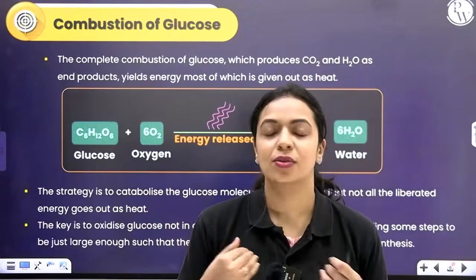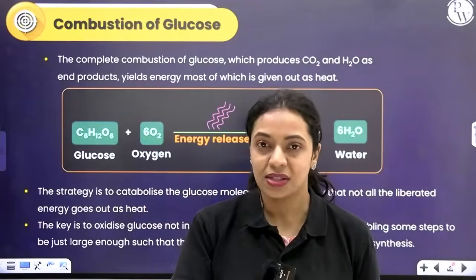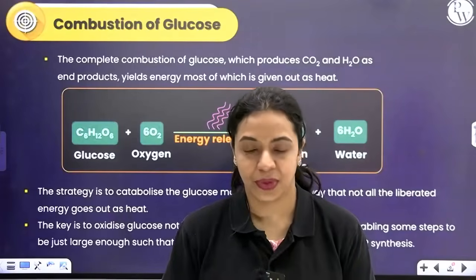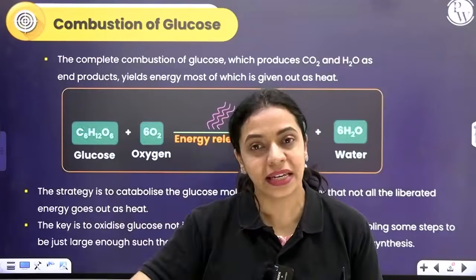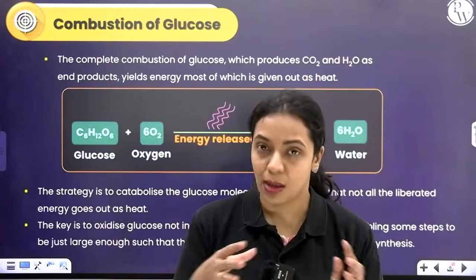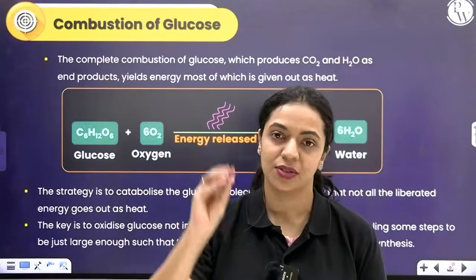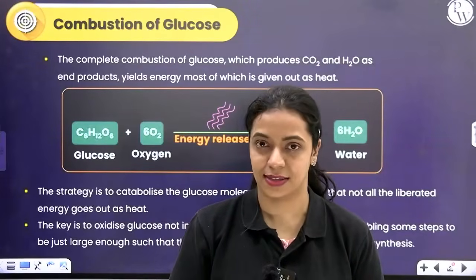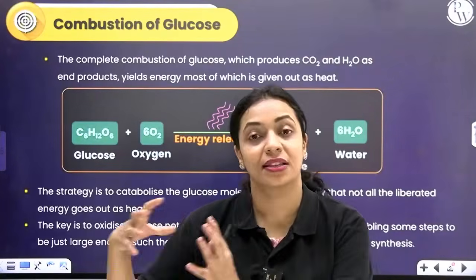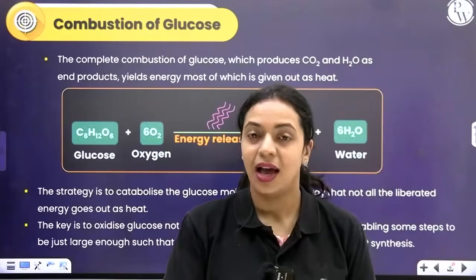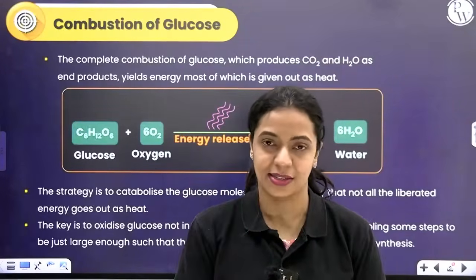In our cells, we do not burn or oxidize glucose in one step. In our cells, glucose gets oxidized in many small steps. And some of these steps are just small enough and liberate just enough energy so that one ATP molecule is synthesized. For ADP to combine with inorganic phosphate and synthesize ATP, energy is required. How much energy is required for that? There is one value. Let's consider it X. Okay.